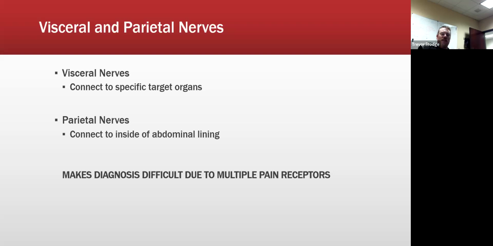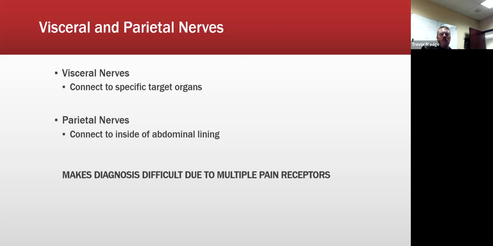Now, what that does for us is it makes an abdominal assessment very, very difficult, because when they have pain, both of these nerve systems are firing and sending pain signals to the brain saying, my belly hurts. So we get there, we palpate, and we're palpating both. So it can be somewhat difficult to pinpoint exactly where that pain is. That's why we have to have a few street smart tips that's not taught in the book to try to kind of figure this out.